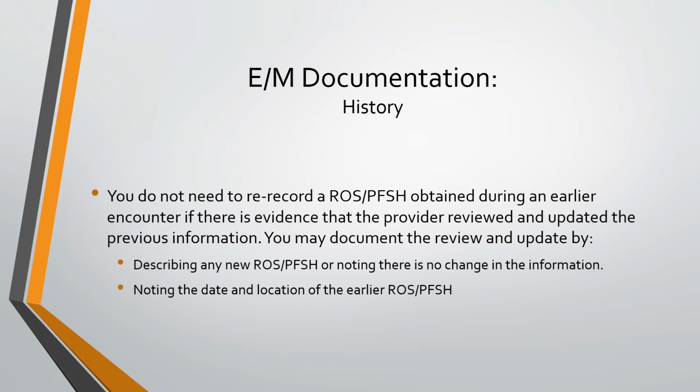In reference to progress notes or follow-up on established patients, you do not need to re-record a review of systems or past history obtained during an earlier encounter, but you should be reviewing that information with the patient, stating that you have reviewed that information and updating any change in previous information. You should also be noting, and I think the EMR system does this for us, which review of systems or past history that you're referring.